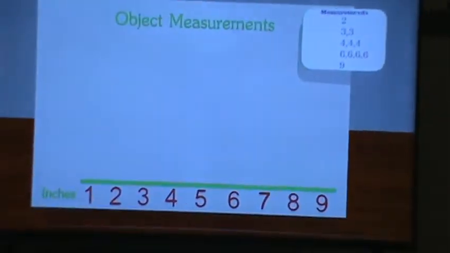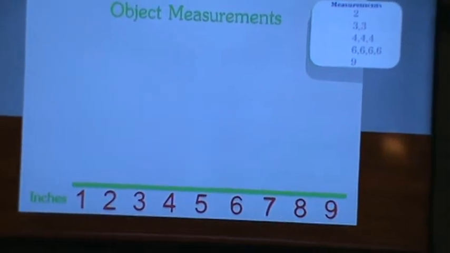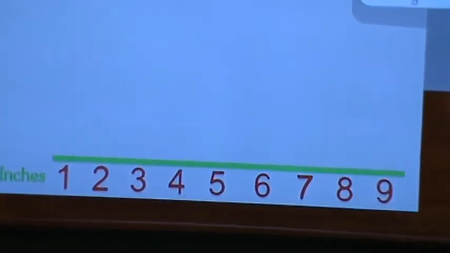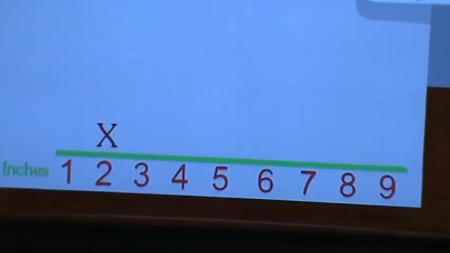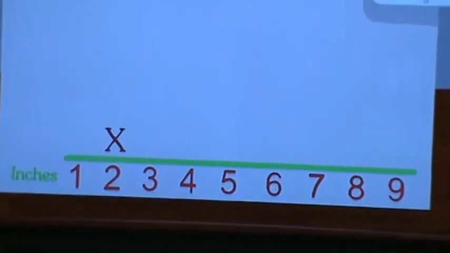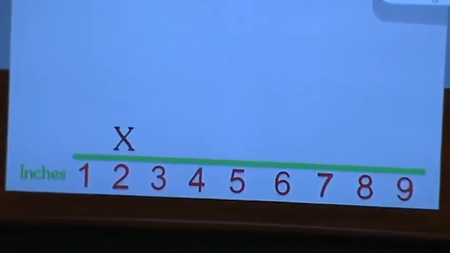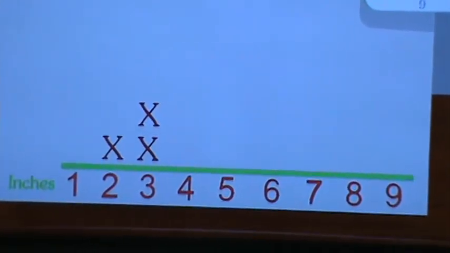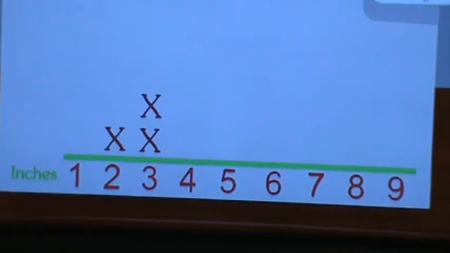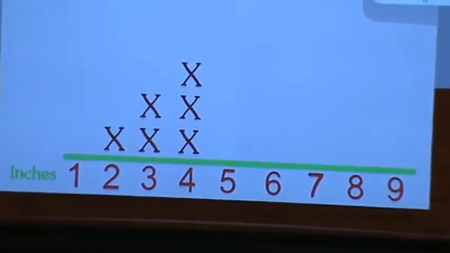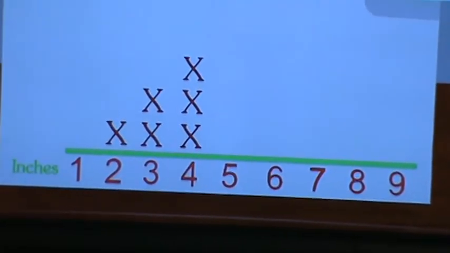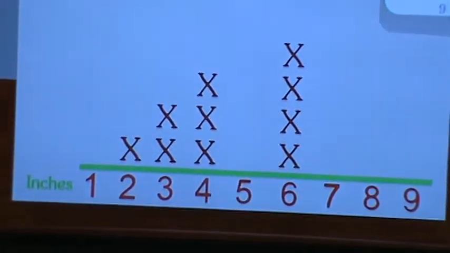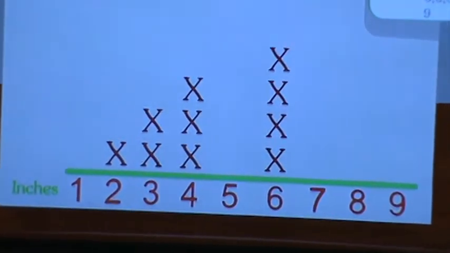So now we look at our data to help us fill in the line plot. We can see that we only had one item that measured 2 inches, so we put 1 x here to represent that item. We had 2 items that measured 3 inches, so we have 2 x's on top of each other to represent those 2 items. There were 3 items that measured 4 inches, so we have 3 x's on top of each other. We had 4 items that measured 6 inches, so we put those x's down as well. We only had one object that measured 9 inches, so just 1 x.